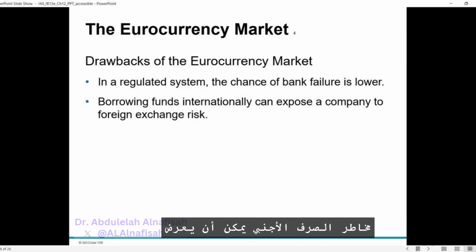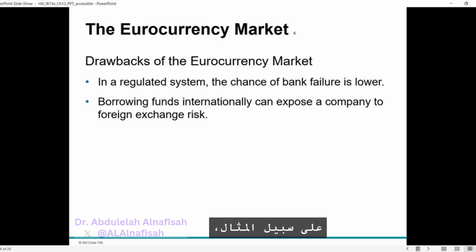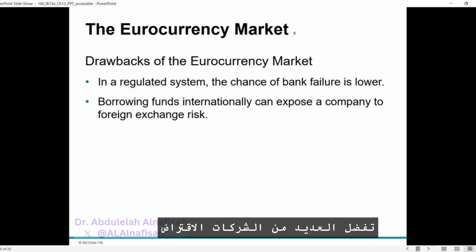The lower interest rates in domestic systems partly reflect the costs of ensuring greater security and liquidity, which some depositors prefer. Foreign exchange risk. Borrowing in foreign currencies through the euro currency market can expose companies to currency fluctuations. For instance, if a U.S. company borrows euro pounds and the pound appreciates against the dollar, the cost of repaying the loan increases, raising the company's overall capital costs. While the forward exchange market can provide partial insurance against this risk, it does not eliminate it entirely.